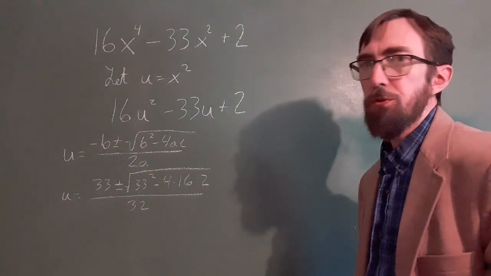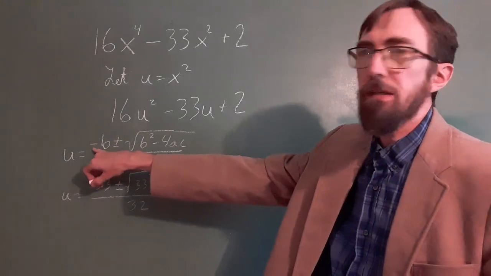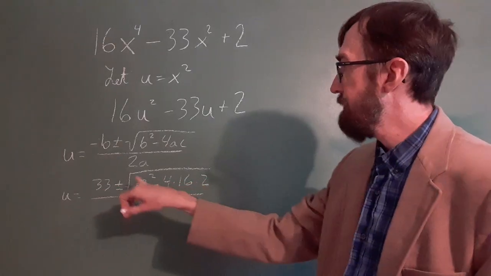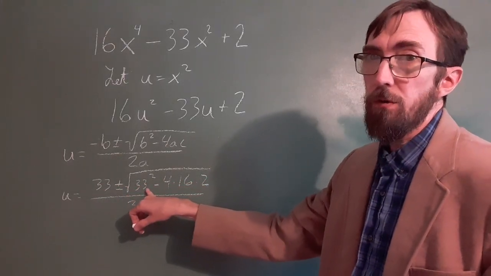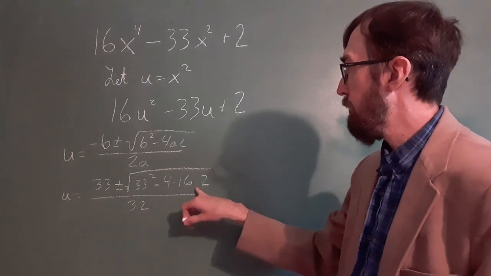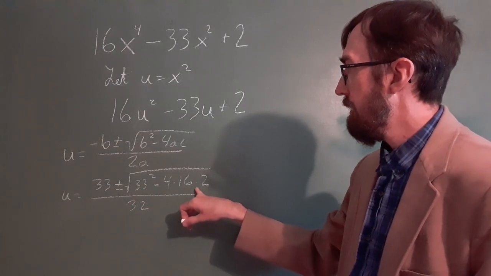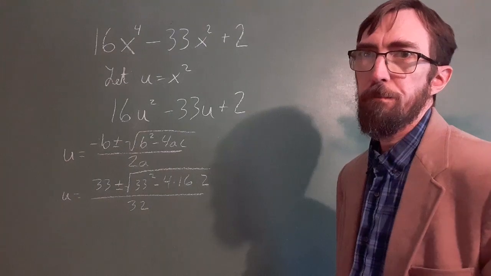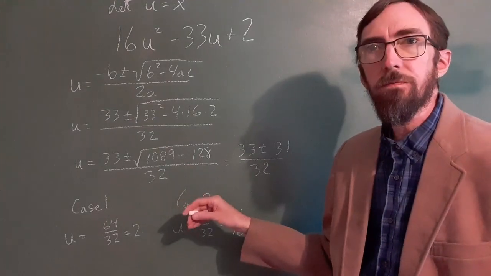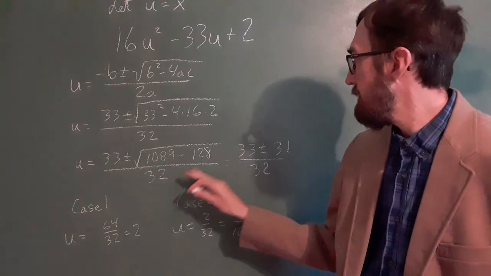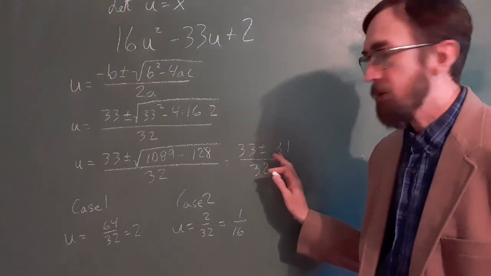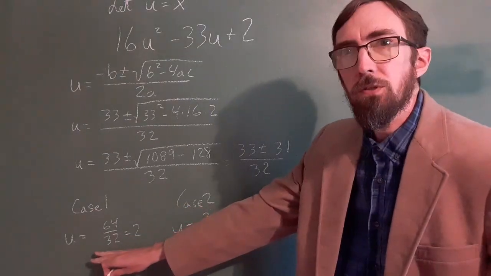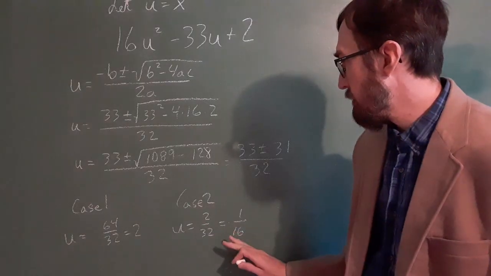Here's the first round of substitutions. Since there's a negative in the formula and this value is negative, this becomes a positive. Because we're squaring here, it doesn't matter if it's negative or positive. We're going to multiply these 3 values here, and then we're going to divide by 2 times 16, which is 32. As we work through the simplification of this, we end up with 33 plus or minus 31 divided by 32. That gives, for case 1, u is going to be equal to 2, and for case 2, u is equal to 1/16.